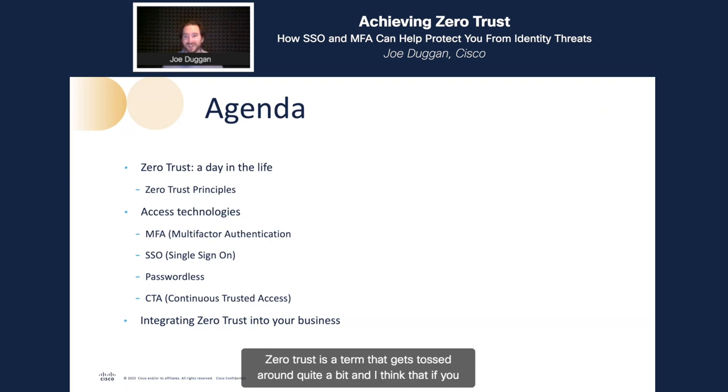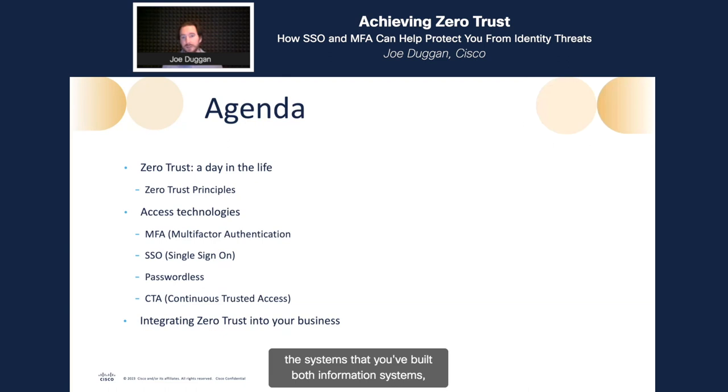Zero Trust is a term that gets tossed around quite a bit, and if you ask 10 different people, you might get 9 to 15 different answers on what exactly Zero Trust is. But the way that I view it is that it's a journey for your organization. There's no specific tool you can buy that's going to get you there. It really has to do with the way that your organization works together, the systems that you've built, both information systems, as well as the way that humans work together with each other and with those systems. And so I want to take some time today to talk about the way that we can move on that journey and get you closer to your end goals.